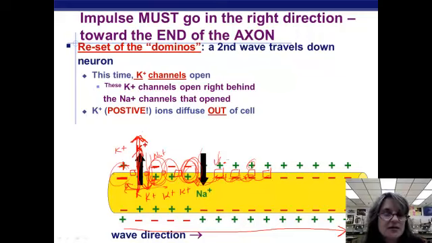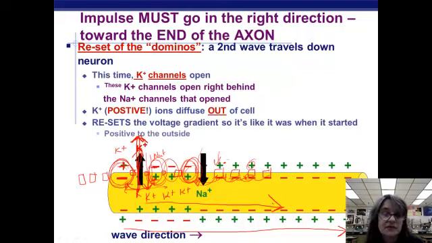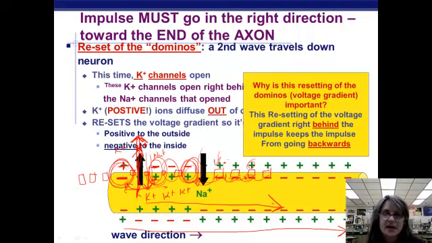Now, that's important. Why? Because as long as we restore to this state, none of the sodium channels at this end of the neuron will be stimulated to open. So we keep our flow going this way. We're resetting the voltage gradient, so it is like it was when it started, and we're going to keep the impulse going in the direction we want. And we restore the positive to the outside, the negative to the inside. And we've already talked about that.